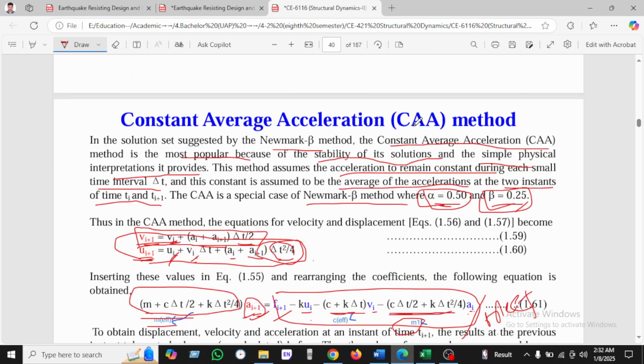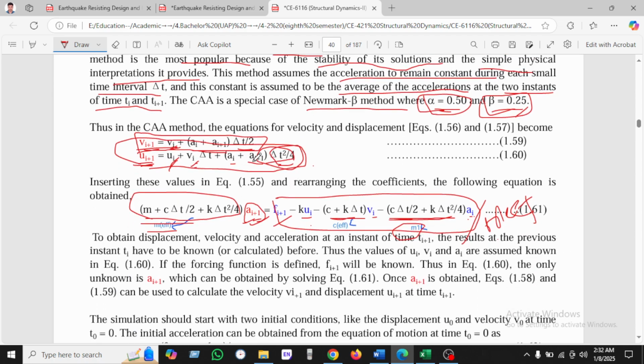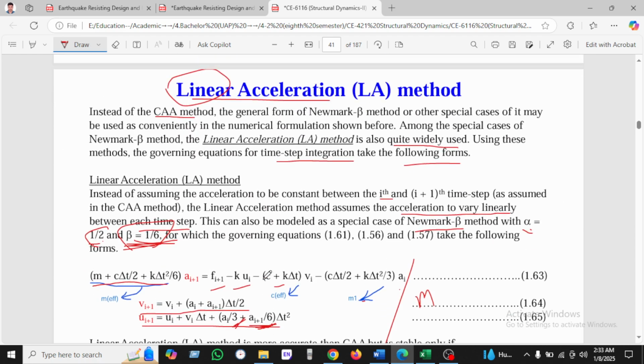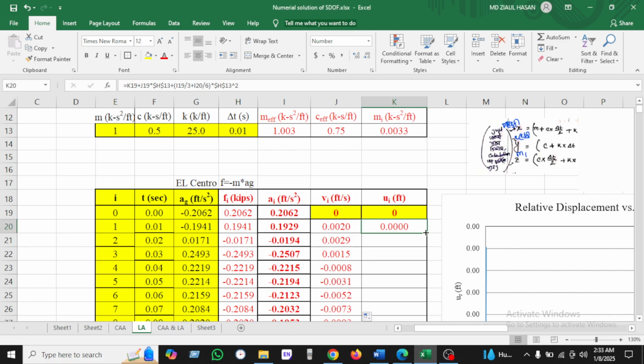On the other hand, we have been seeing the constant average acceleration method. That was not the same as v plus u. So you can see here the constant average method we have used delta t divided by 4 from this equation. On the other hand, we can see the equation has changed when we have used the linear acceleration method, which is taken a divided by 3 and divided by 6 delta t square. So we are changing this equation and found here.